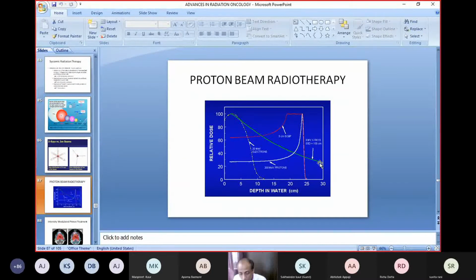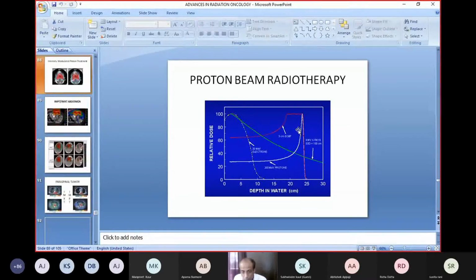X-rays are getting our body. But when you talk about proton and neutron, till the depth of 15 centimeter, there was no radiation or very minimal radiation, 60%, and after 15 to 25 centimeter, most of the energy, 100% radiation, is delivered. This is the benefit of proton therapy.